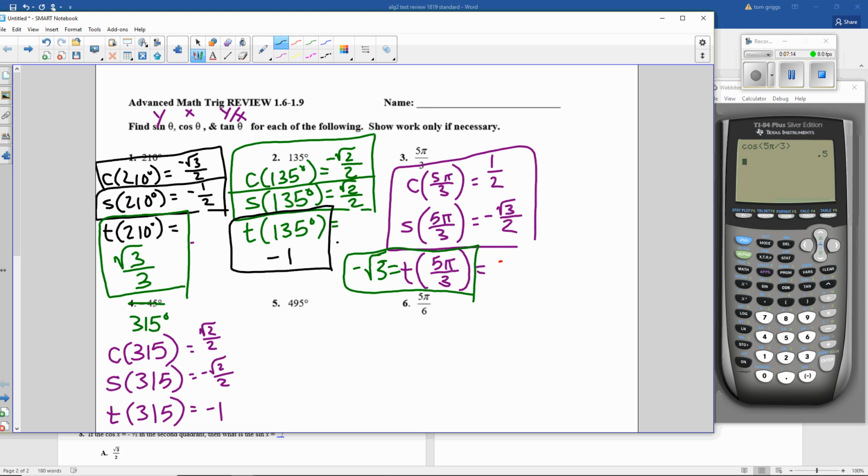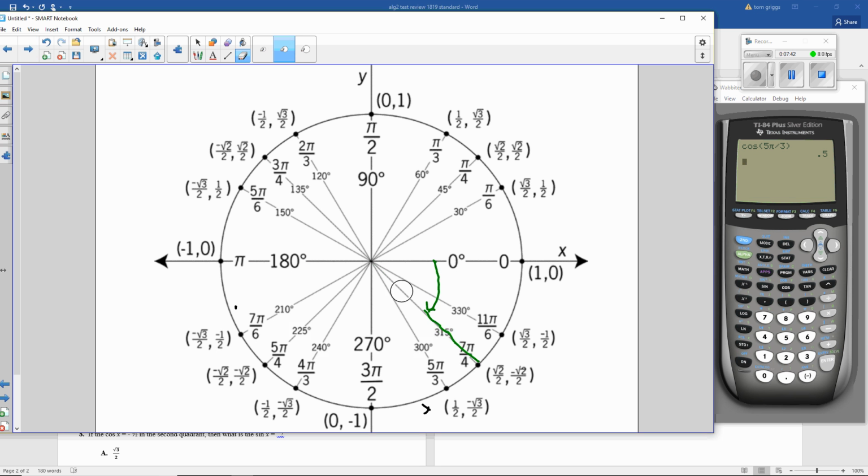495. So that's obviously not on the unit circle. It's over 360. So what I would do is I would subtract 360 from this number, and that's going to give us 135, which does show up on the unit circle. So since the unit circle just repeats itself over and over again, we can mark out 495 and replace it with 135 and do all of our calculations for that angle on the unit circle.